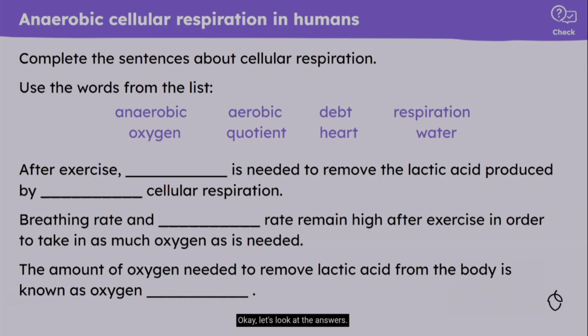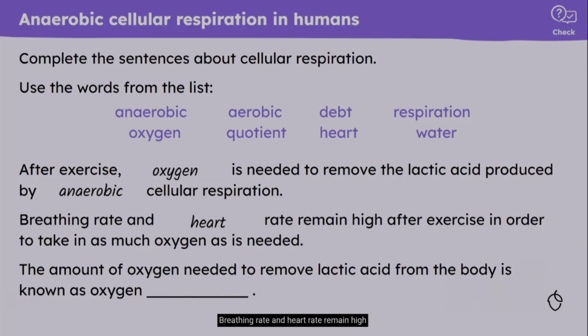Okay, let's look at the answers. After exercise, oxygen is needed to remove the lactic acid produced by anaerobic cellular respiration. Breathing rate and heart rate remain high after exercise in order to take in as much oxygen as is needed. The amount of oxygen needed to remove lactic acid from the body is known as oxygen debt. Well done if you got that right.